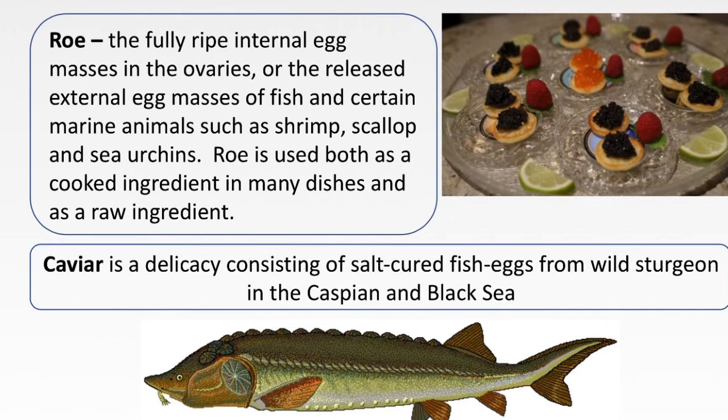And finally, fish eggs. So another edible part of aquatic animals are their roe, or their eggs. We eat their eggs.